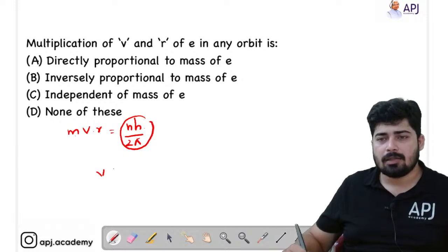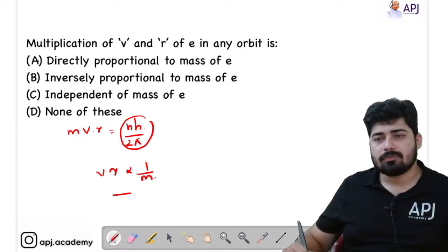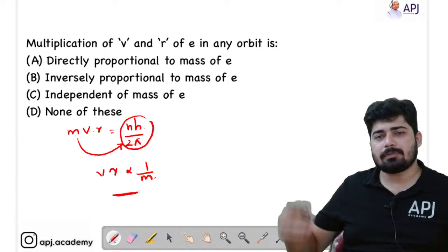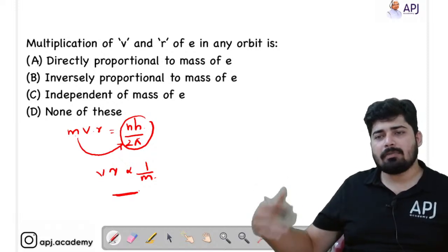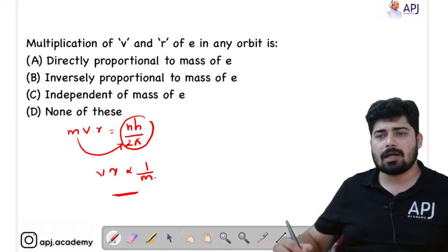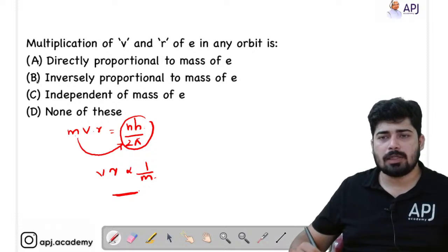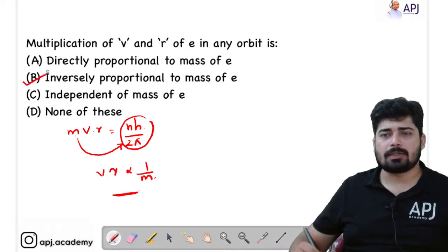So VR is inversely proportional to the mass of electron, right? If you take this m to the RHS, it becomes 1 by m into nh by 2 pi. So VR is inversely proportional to the mass of electron. So B is the right answer.